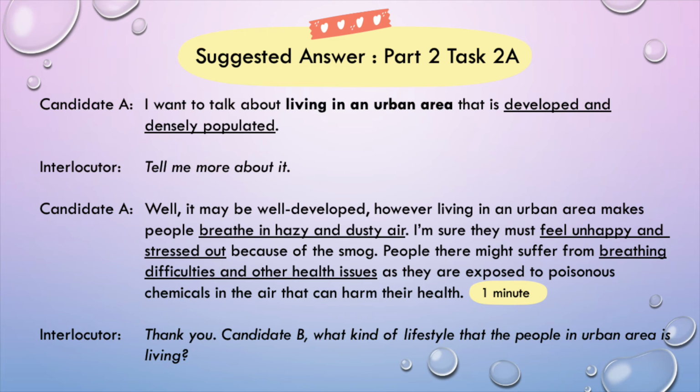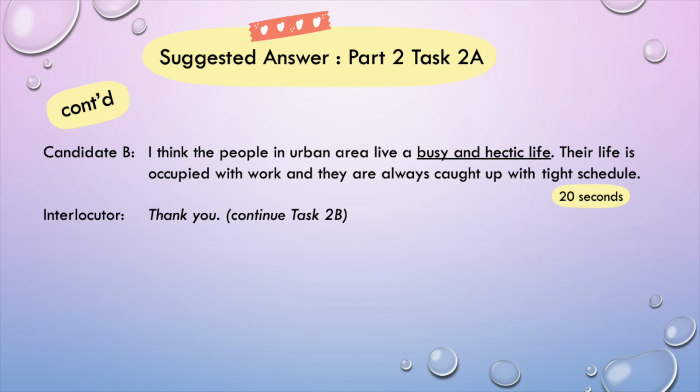Okay, as I said earlier, interlocutor may also ask candidate B one question from the same topic. Okay, example, candidate B, what kind of lifestyle do the people in urban areas live? Okay, candidate B can answer, I think the people in urban areas live a busy and hectic life. Their life is occupied with work and they are always caught up with tight schedules. So candidate B can say the answer in 20 seconds.